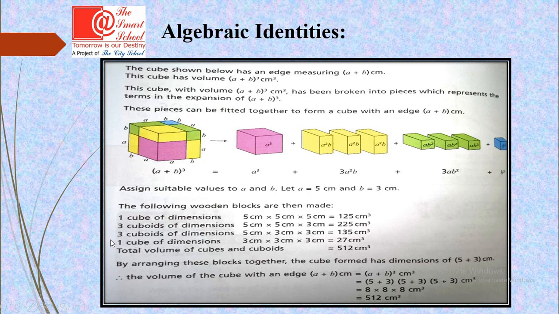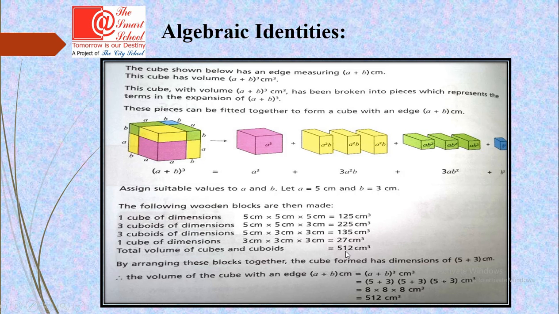And the last cube is of dimension 3 by 3 by 3, and it equals 27 centimeter cube. When we add up, it will equal 512 centimeter cube. This whole thing is given on page 160 of your book. It is very clearly understandable if you see it thoroughly and read each point again and again, so it will be very clear to all of you.